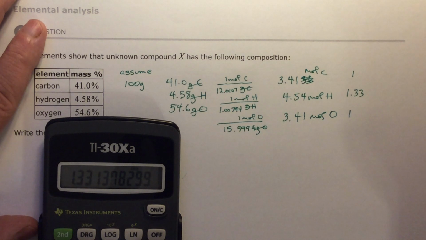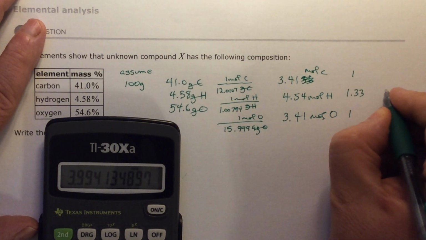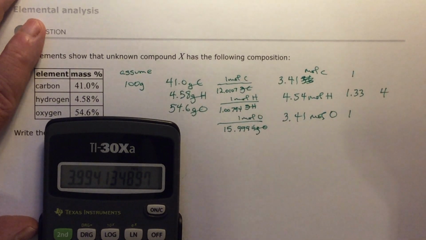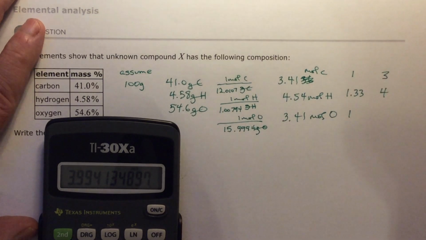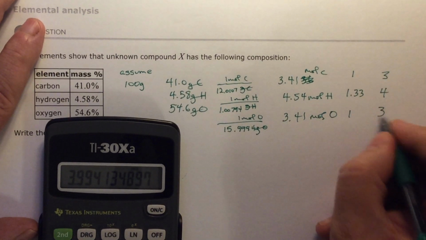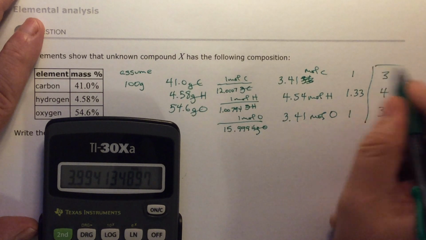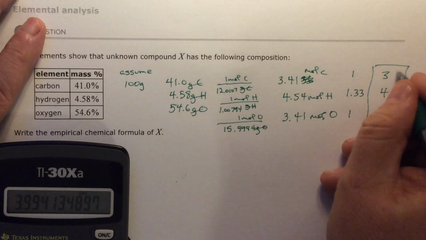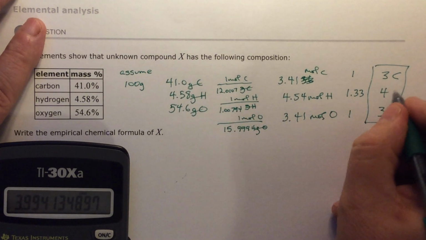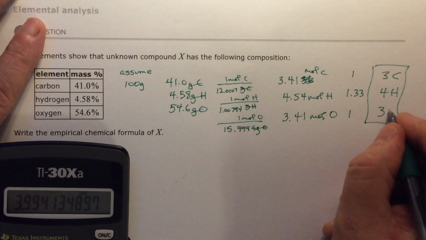So 1.33 times 3 is going to be 3.994, so I can just safely assume that that's a 4. 3 times 1 is a 3. 3 times 1 is a 3. Now this is my ratio. Notice that I started here with carbon. The next one was hydrogen. The last one was oxygen.